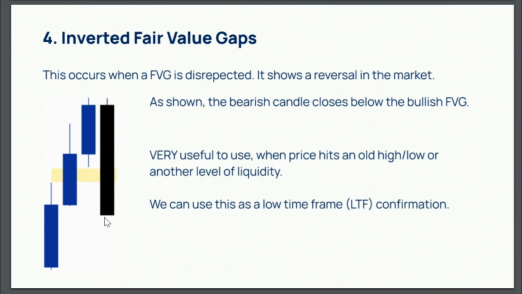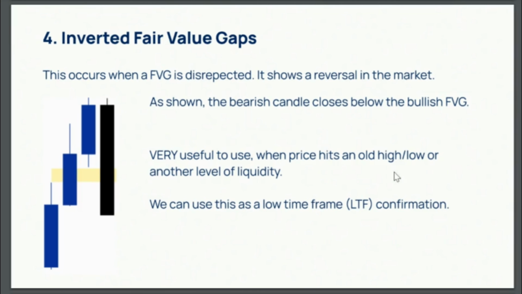So in this scenario, where you would want to enter from is where the candle closes. Very important to note, if the candle doesn't close below in the bullish example or above in the bearish example, and let's say it closes in the fair value gap or even just wicks up and wicks through, that's not classed as a disrespect and it wouldn't be an inverted fair value gap. We want to use this as a lower time frame confirmation as opposed to a higher time frame confirmation, but we'll come back to this later.